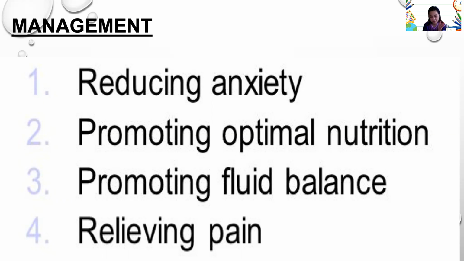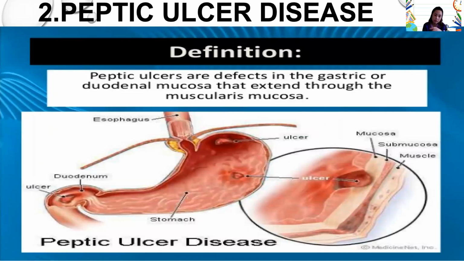So, dapat bland lang siya, like yung sabaw, clear na sabaw, or yung lugaw. So, yun yung mga bland diet. Matabang lang din siya. Then, promoting fluid balance and then relieving pain. So, pag lumala na si gastritis, pwede na siyang maging peptic ulcer disease.